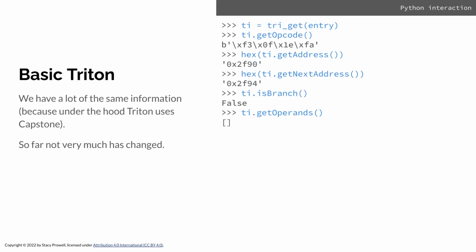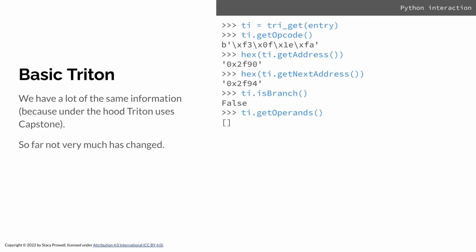I can get the opcode, and that gives me back a byte string. And you'll see it's not 15, it's reduced it to just the 4 it needed. I can get the address, and I'll convert it to hex, and there it is. I can get the next address. Ooh, this is neat, right? In Capstone, what you may have done to get the next address is add the instruction length to the instruction's address. Here we can just call get next address, and it will do that for you. I can ask if it's a branch, and I can ask what its operands are. And ENDBR64 doesn't have any operands.